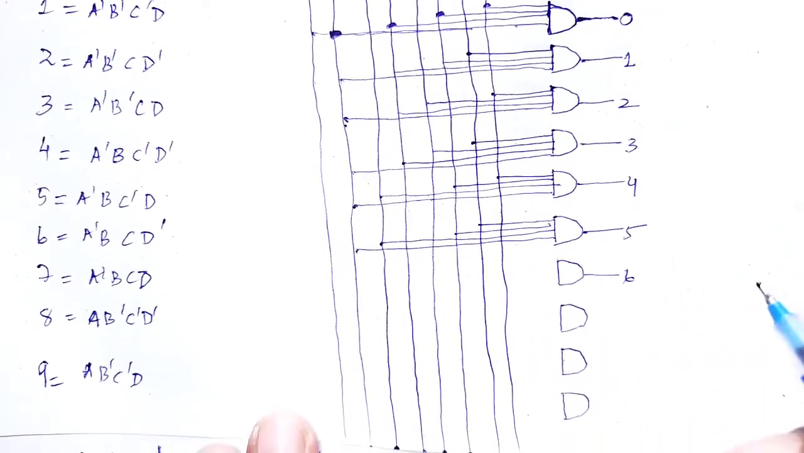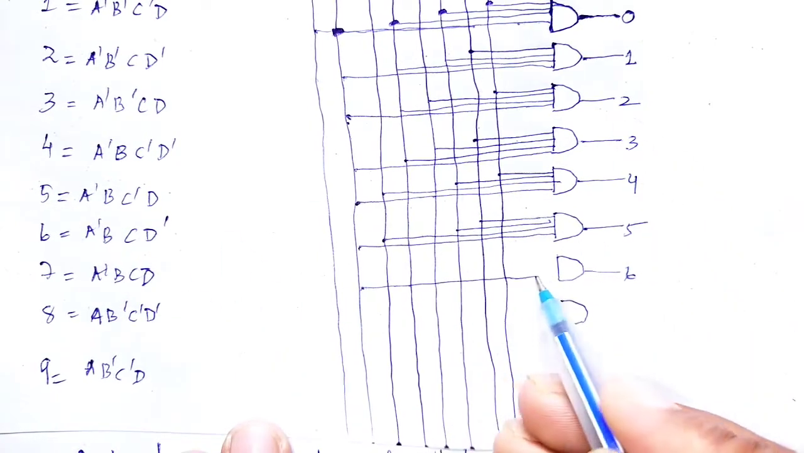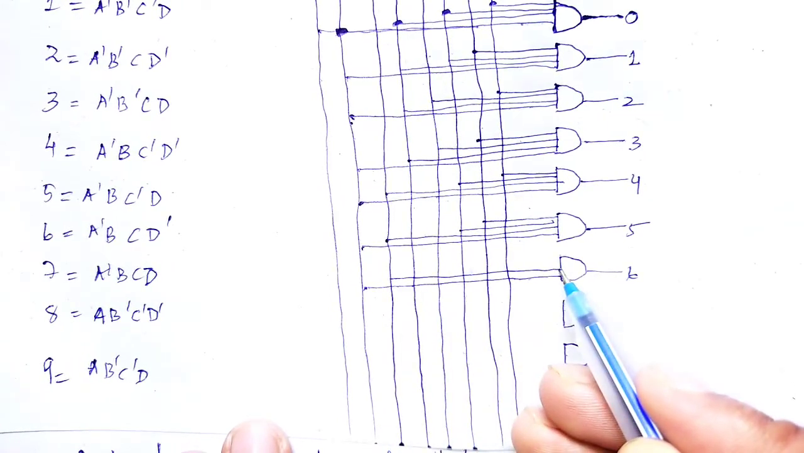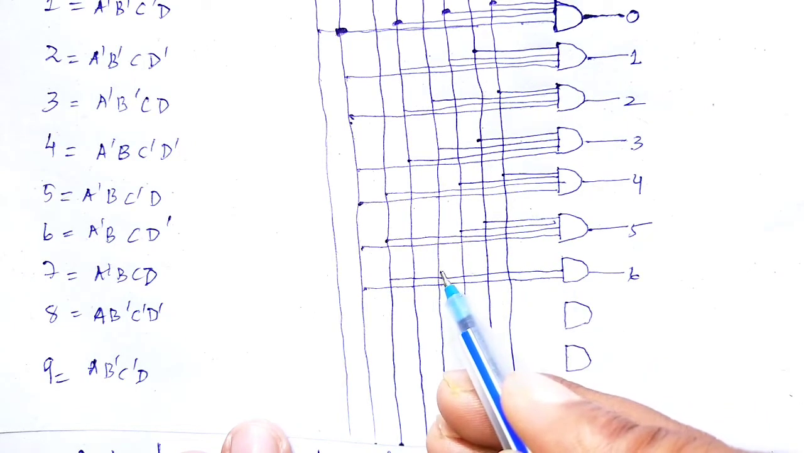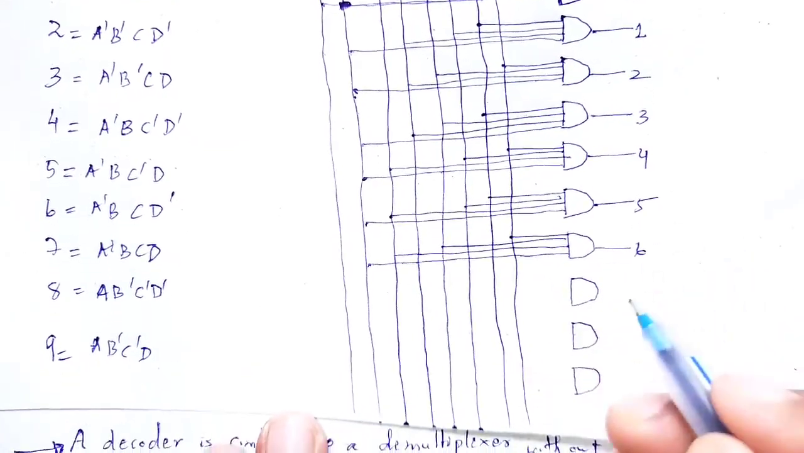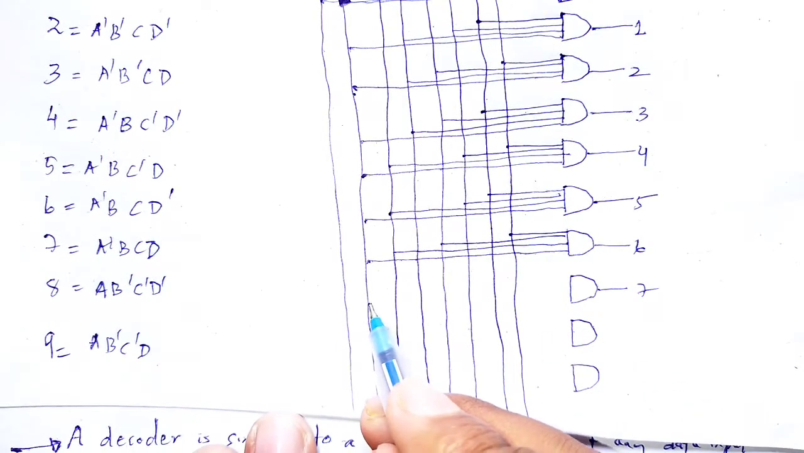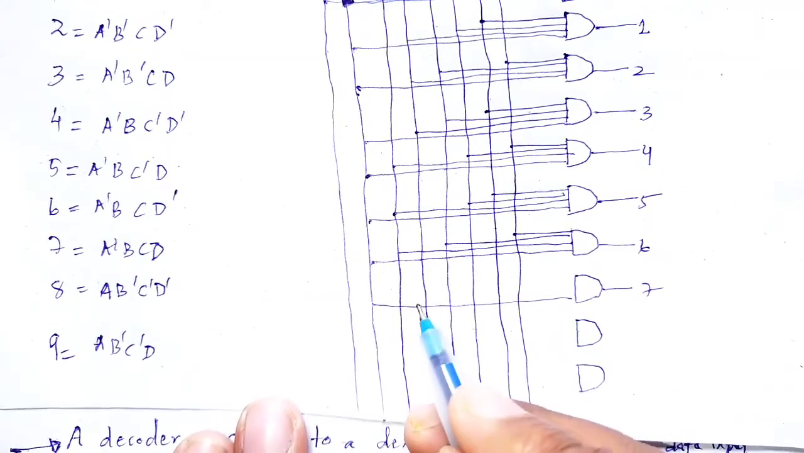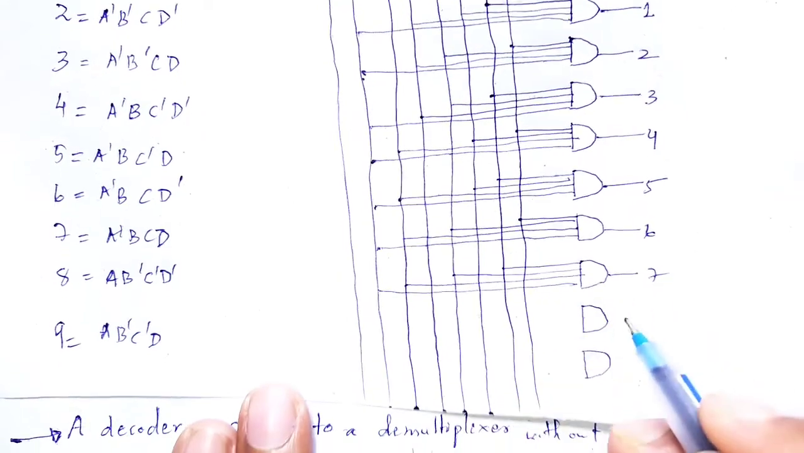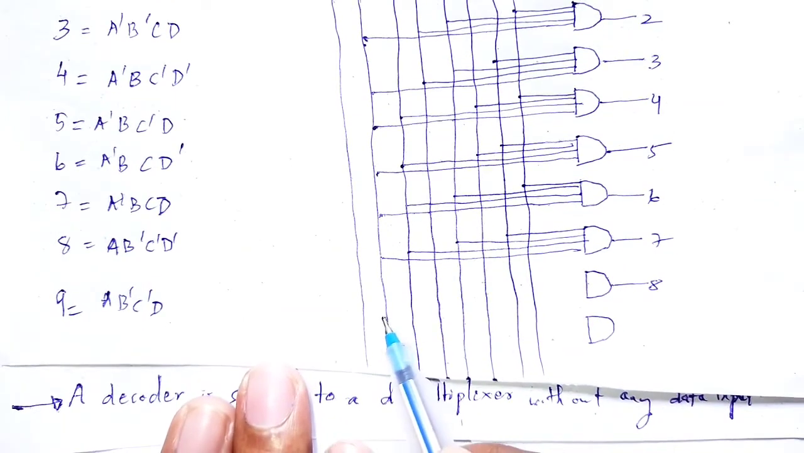For 6, A dash B C D dash. For 7, A dash B C D, so B line for C D.